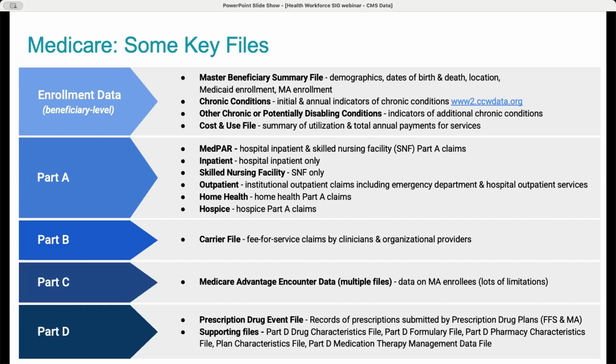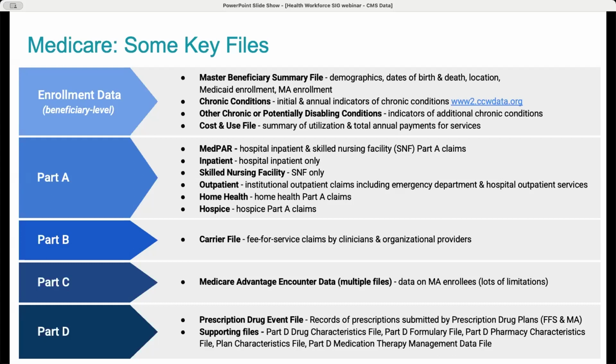There's also the cost and use file, which if you're interested in overall utilization, payments for services, is a file that can be useful. So in contrast to the enrollment data, which is all at the beneficiary level, all the other claims files are at the level of the actual episode of care. So looking at Part A, first we have MedPAR, which is a combination of hospital inpatient claims and also skilled nursing facility Part A claims. And MedPAR is a combined file, but you can also get the inpatient and the skilled nursing facility files separately.